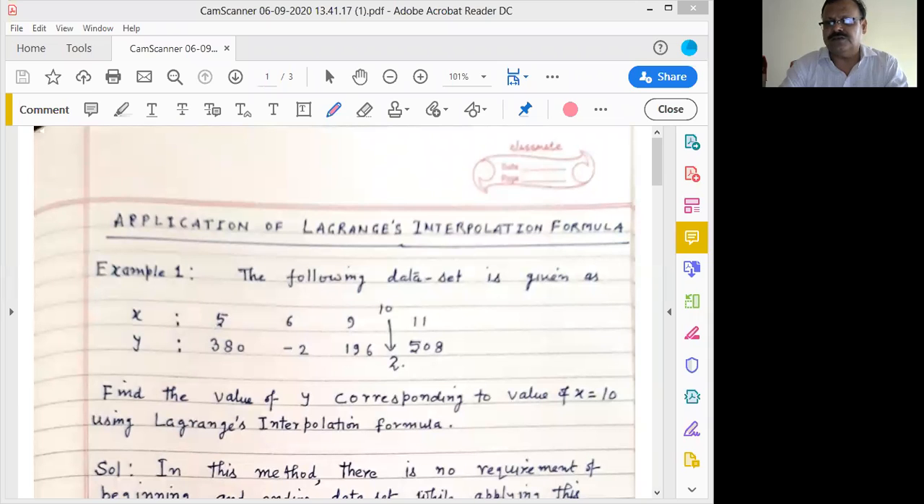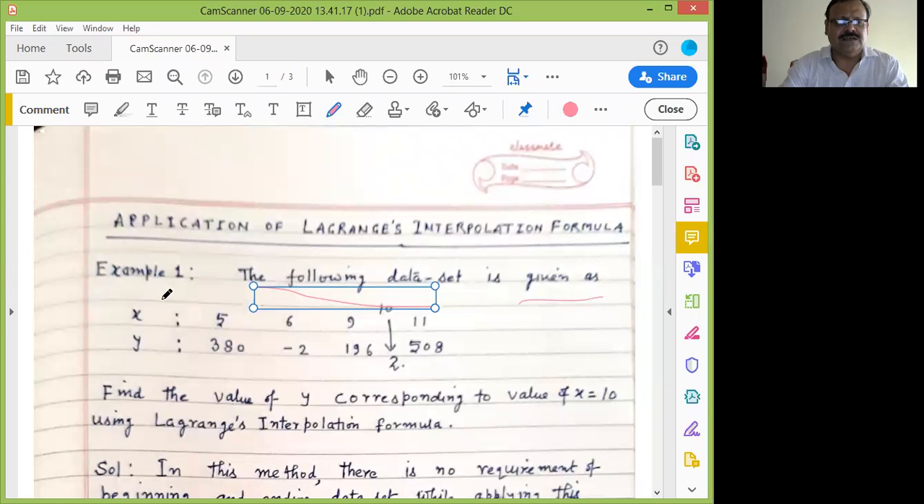Now, we concentrate on these numericals. The first numerical is related to Lagrange interpolation method, and the second is related to inverse Lagrange interpolation method. In this way, both will be clear as a concept.